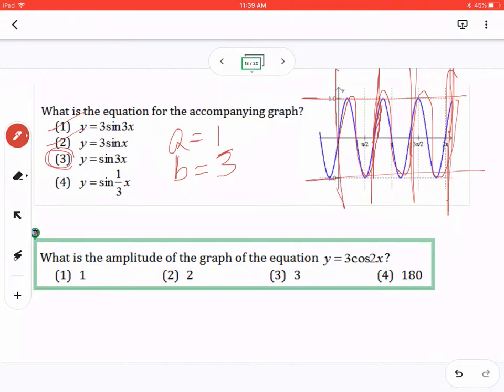And again, the amplitude is the a value in front of the cosine function. So in this case, a is 3, making our amplitude 3, choice 3.